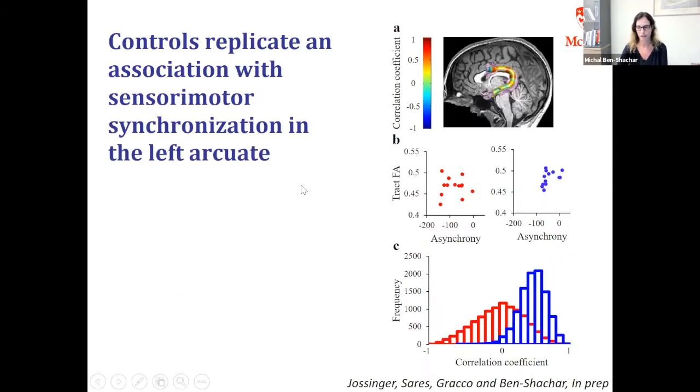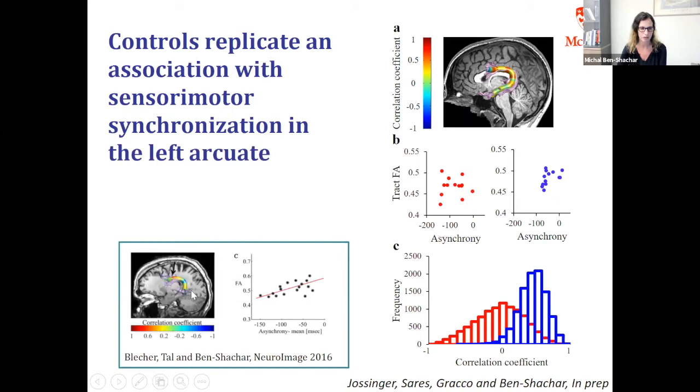And the last bit of the story that I want to tell you about is the Arcuate Fasciculus, and we had a pretty good reason to look at it because in a previous paper, just in control participants, we found an association in the Arcuate Fasciculus with asynchrony. So we recently went to look at the Arcuate and analyze the association with the level of asynchrony. And it's interesting that the adults who stutter do not show any association in the Arcuate, but the controls did to some extent. And so this is somewhat a reproduction.